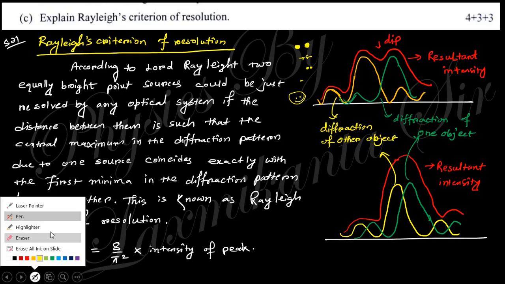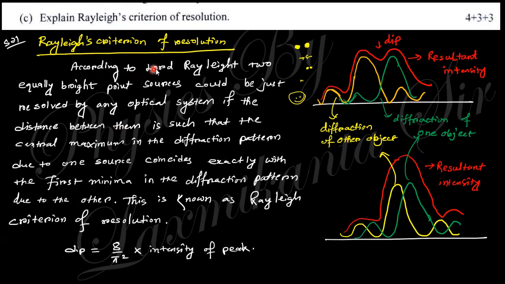This is the Rayleigh criterion. According to Lord Rayleigh, two equally bright point sources could be just resolved by any optical system if the distance between them is such that the central maximum in the diffraction pattern due to one source coincides exactly with the first minimum of the other. If these coincide, a dip arises, and this is the condition of Rayleigh's criterion. If that distance is much closer, then the dip does not arise and they appear as a single point. Okay, so I think the Rayleigh criterion is clear.